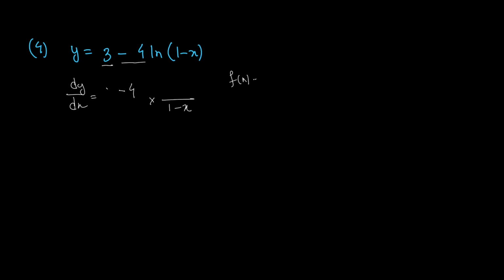Now we have f(x), which is 1 minus x. Let's take the first derivative of this expression. Differentiating 1 gives us 0, so let's not write that. Now we have minus x here, and differentiating minus x gives us minus 1. We put this minus 1 on the numerator. Now this minus and this minus cancel each other out. We are left with 4 divided by 1 minus x, and this is our final answer.